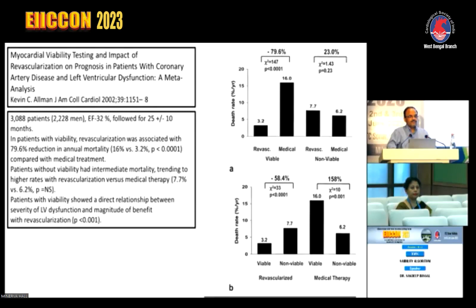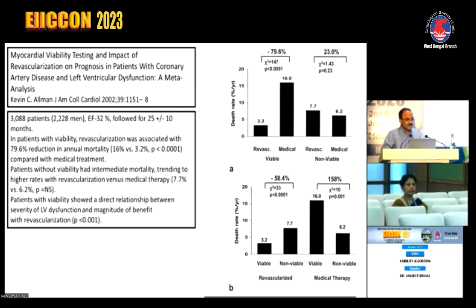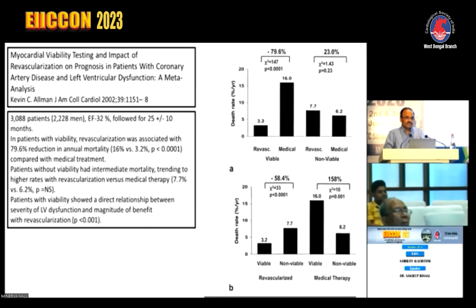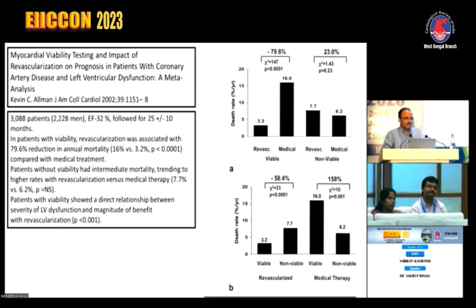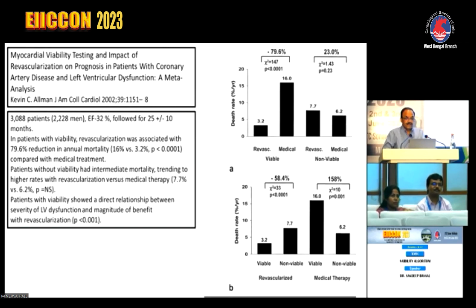This is a slightly older paper of 3,100 patients, which clearly showed that revascularizing, if we look on the top graph, if you revascularized the viable areas, then there was almost an 80% decrease in the death rates. And it did not matter. It was statistically insignificant if you had medical treatment in these patients, which is given at the bottom.